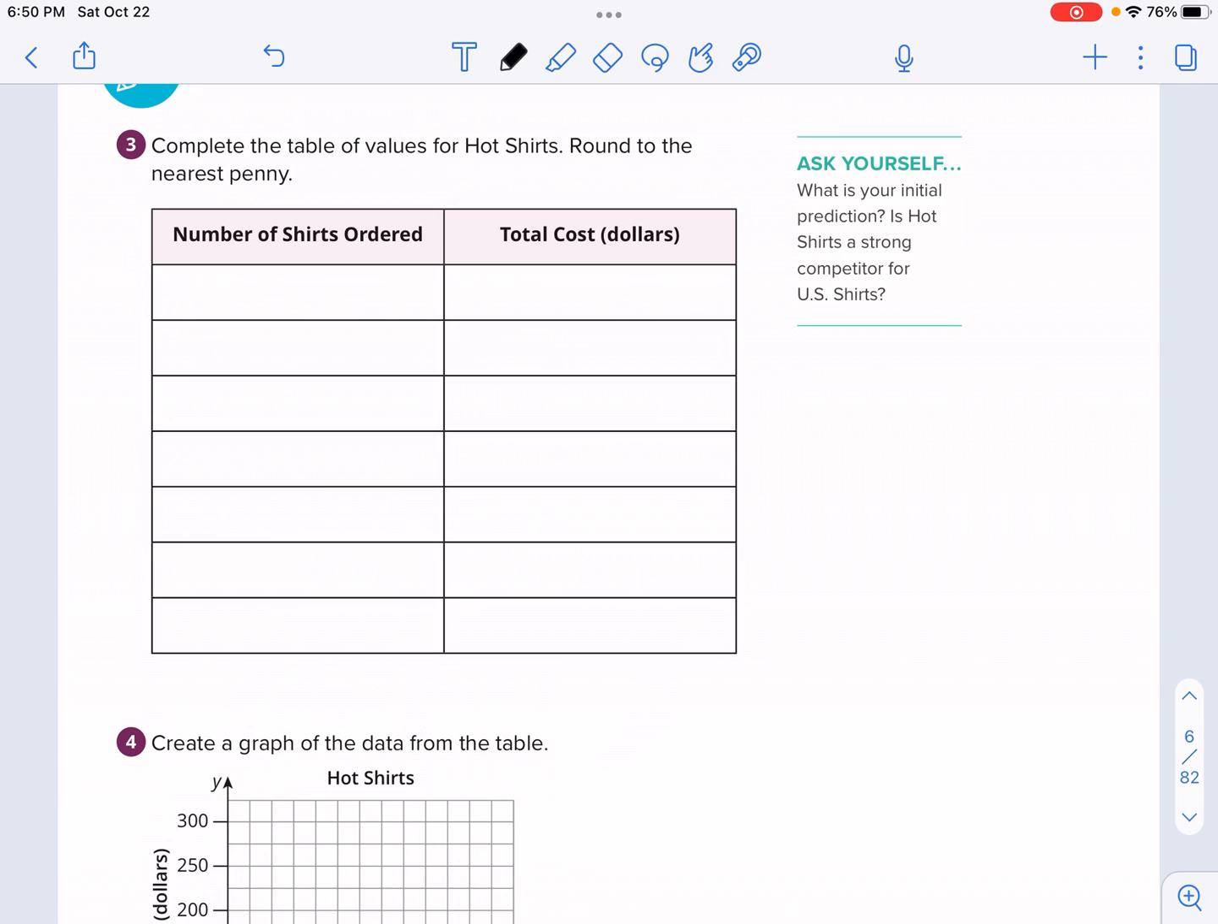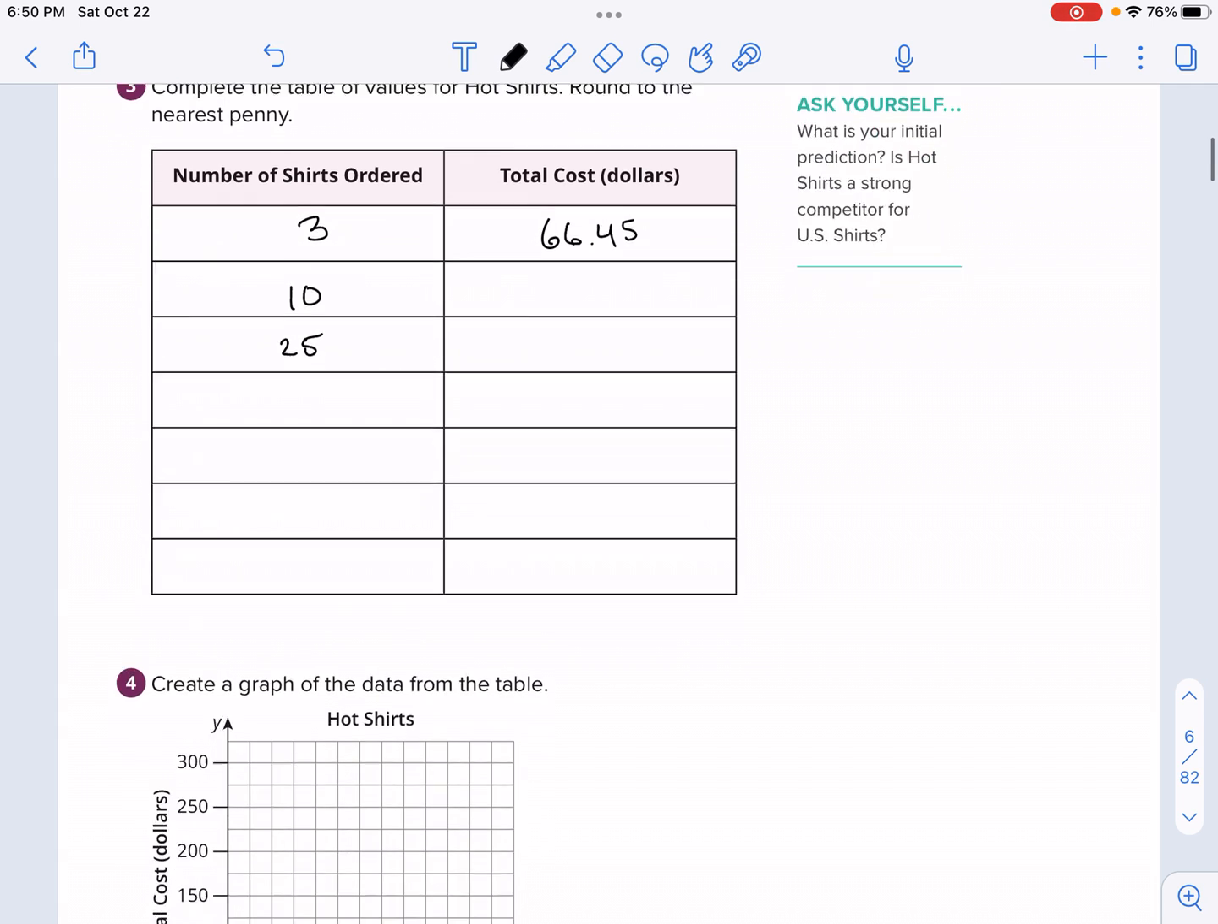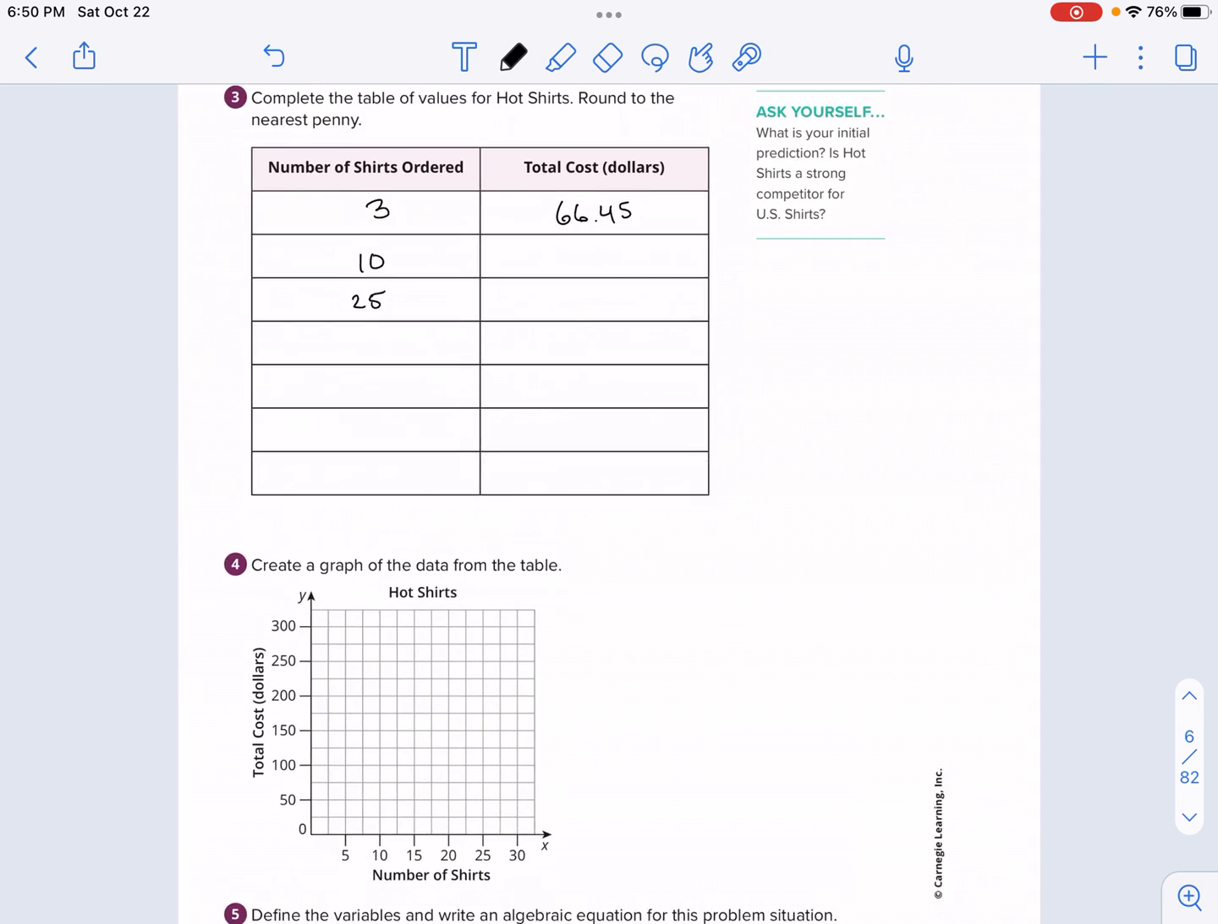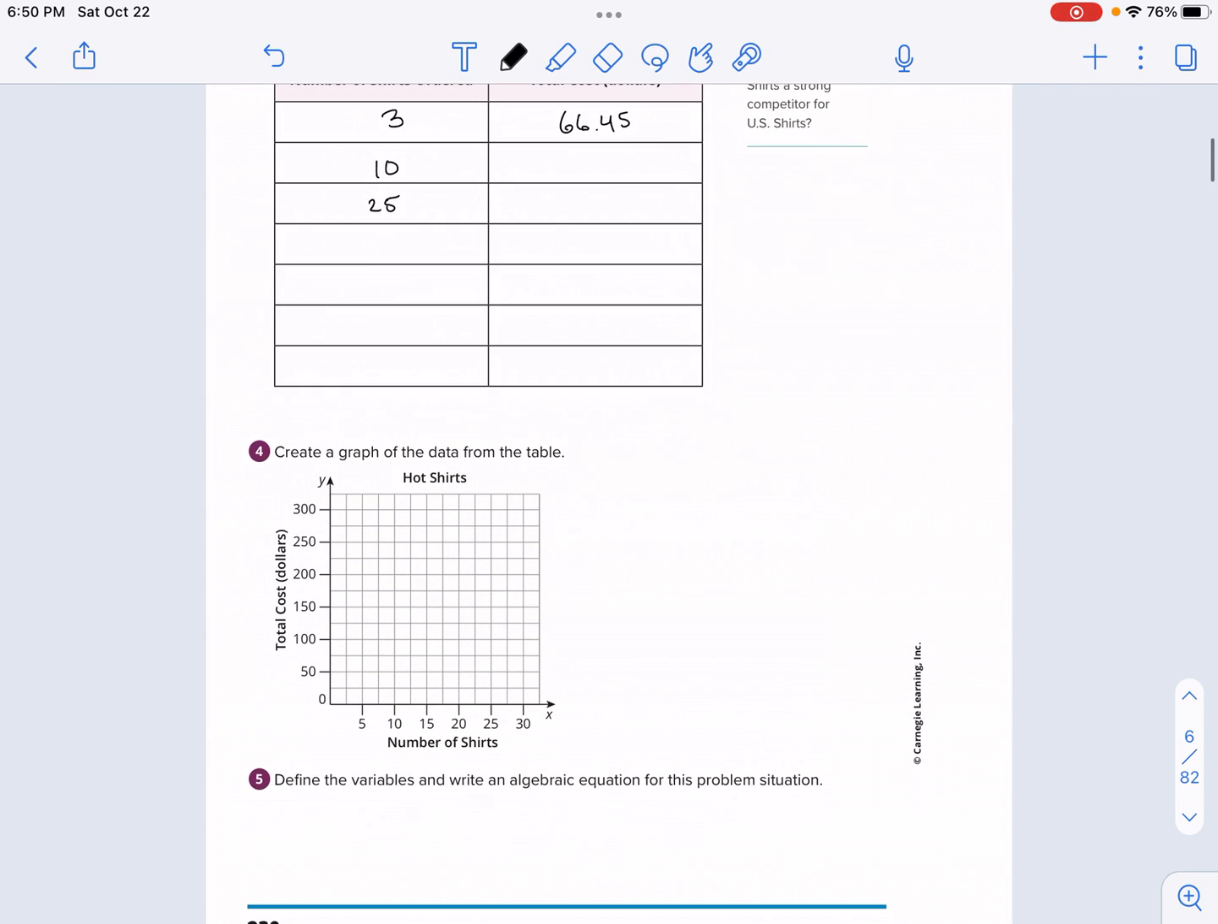Okay. It says complete the table. For this, we're going to use 3 shirts, 10 shirts, and let's use 25 shirts. If we take this, multiply it by 5.5, and add it to our initial fee of close to $50, we get the following. So this one we did find, it was 66.45. This will give us the point 3 comma 66, so that is somewhere right here.